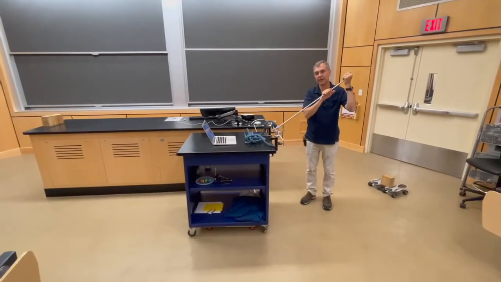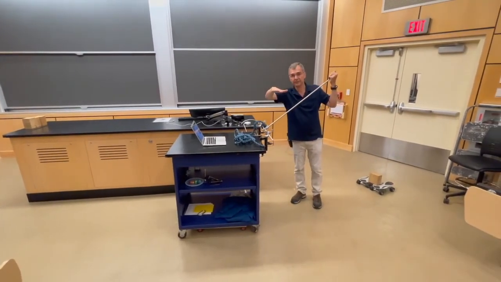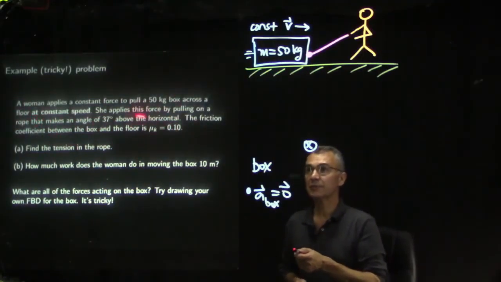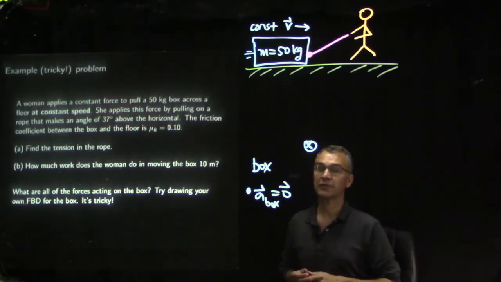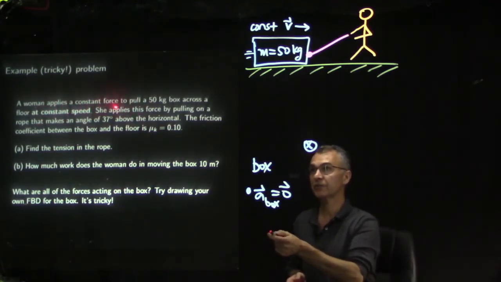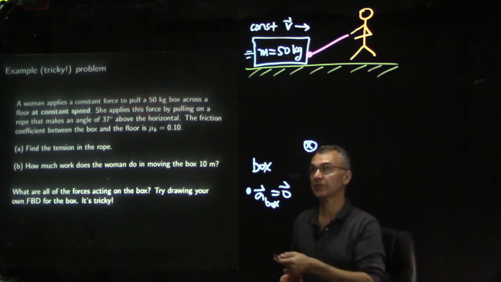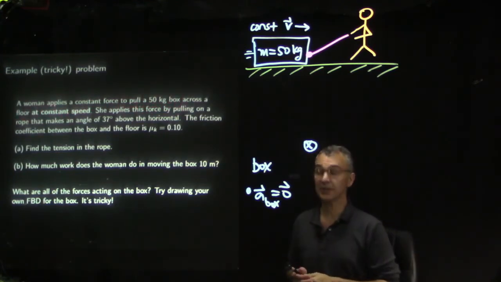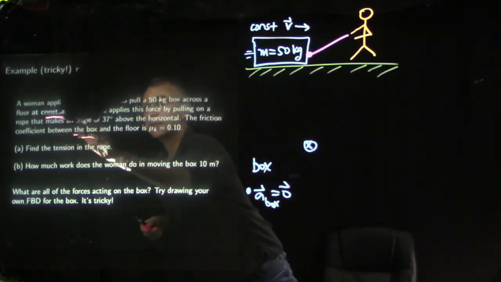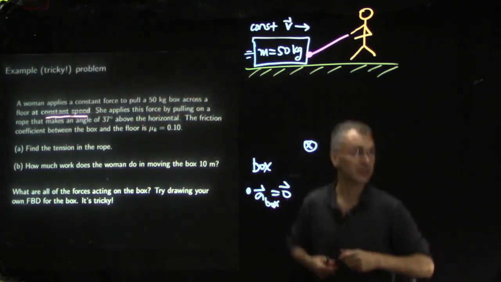You have to imagine this crate is just a flat surface sliding along a flat floor, and there are no wheels involved. Here's a problem with the same scenario, except that now you've decided that it's pulling rather than pushing. So a woman applies a constant force to pull a 50-kilogram box across a floor at constant speed. Okay, so across the floor, constant speed. So I think this is going to imply constant velocity, because it's also not changing direction.